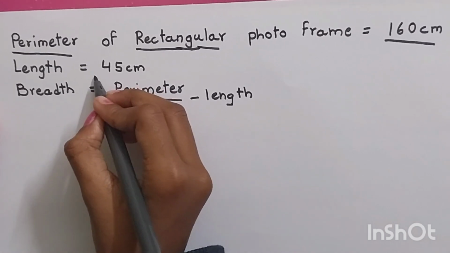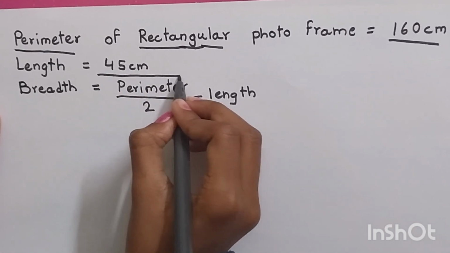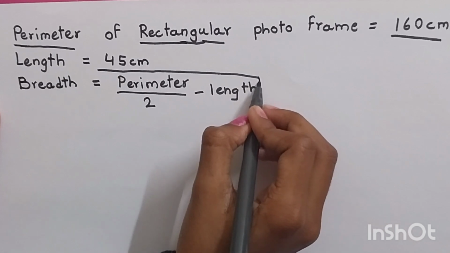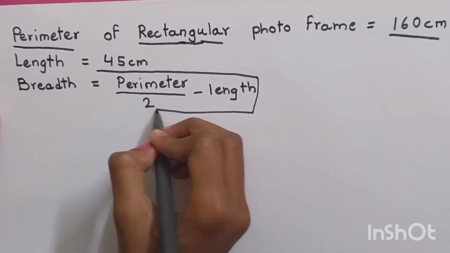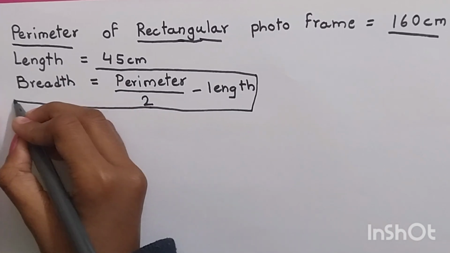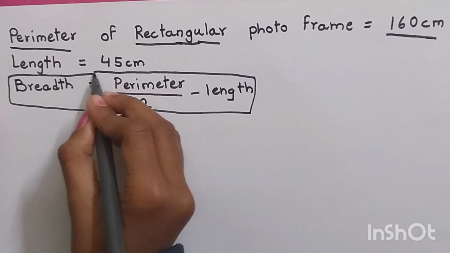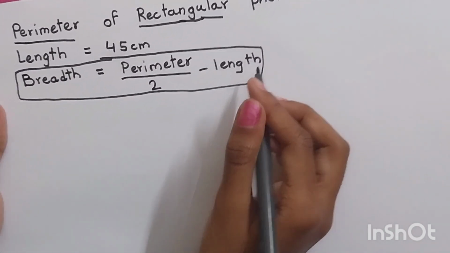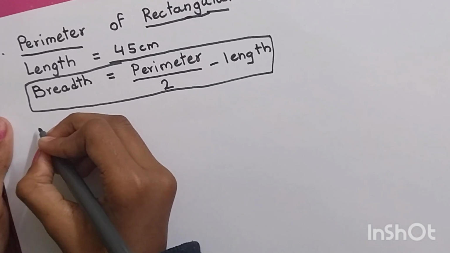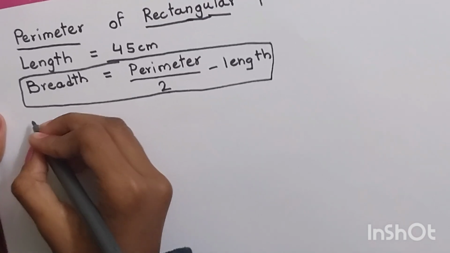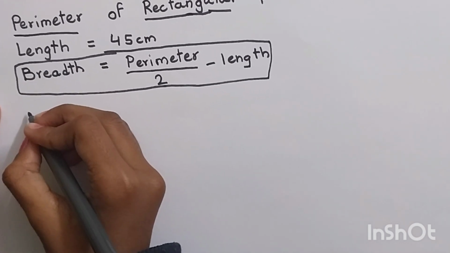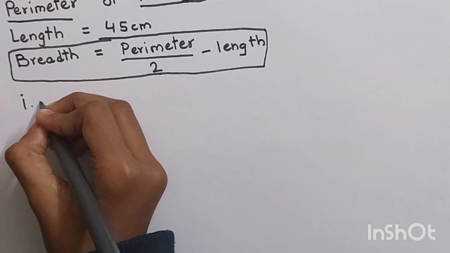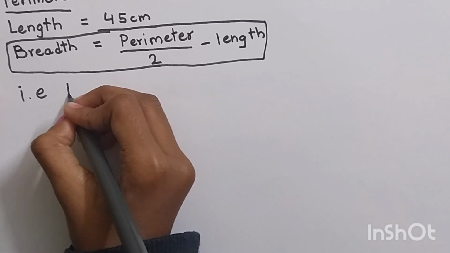So we just implement the values. I forgot to draw the box, no problem. So this is the formula. What is the formula? Breadth equals perimeter by 2 minus length. Write that down: breadth equals.